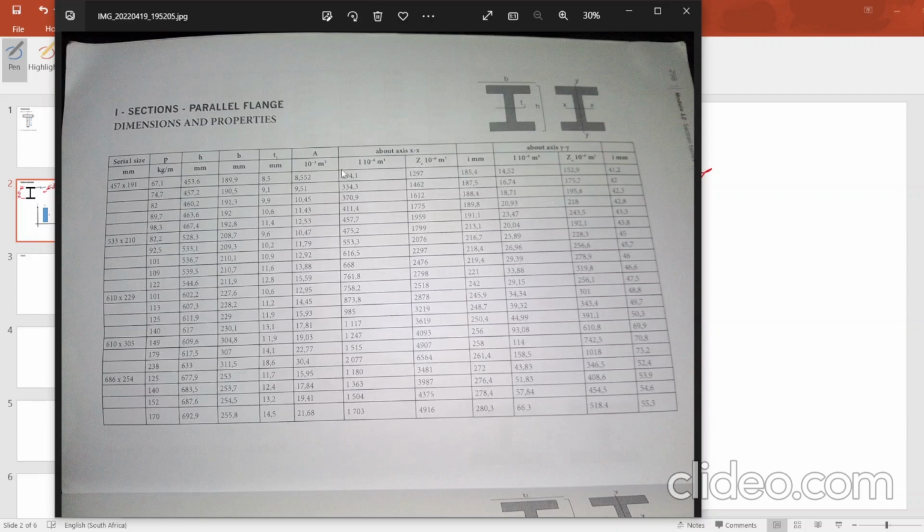Then we are given the whole area of that I profile. The whole area of that profile is given as 8552 times 10 to the power negative 3. You are indicated that your area is to the power negative 3.